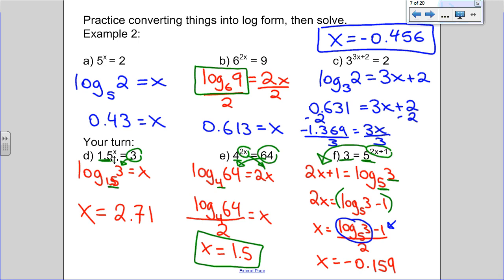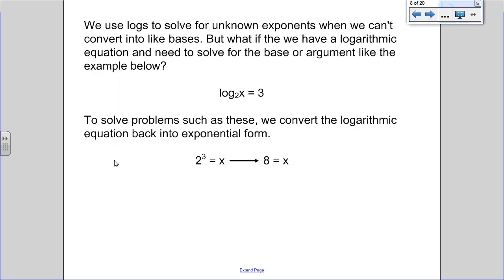That's how we solve for exponents we don't know. You're going to have to go the other way around, too. So now we're going to get given log questions where you don't know something inside of the log. So if you have a log and you're trying to solve for something that's in the log, you convert this thing back into exponential form. This would be 2 is the base, 3 was the old exponent, equals x. So that's converting it back the other way.